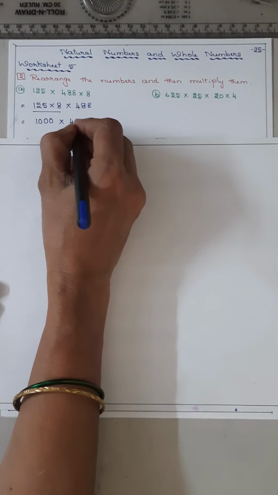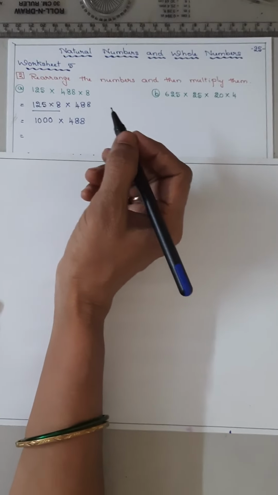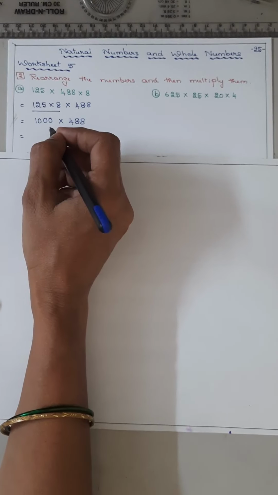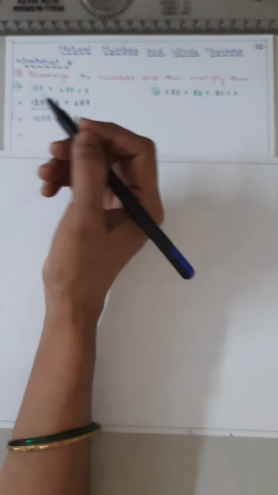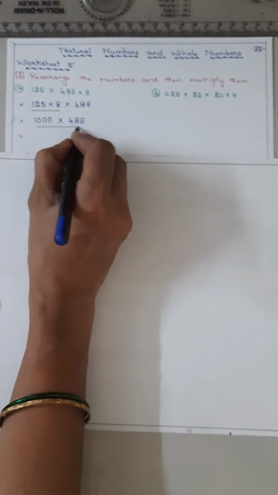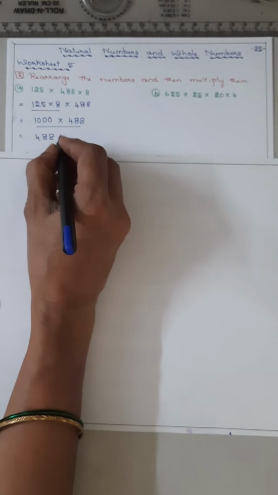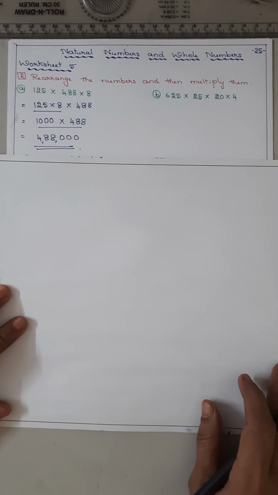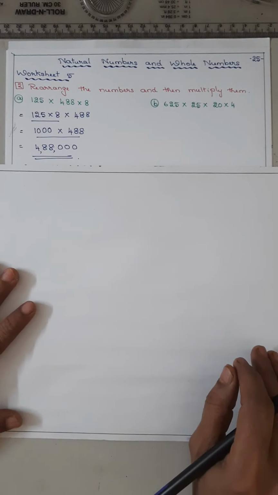Into 488. So this you have to keep in mind. 125 8s are 1000. 25 4s are 100. 125 8s are 1000. Now multiply. It is 488 as it is and 3 zeros. Understood? So this is the way. Rearrange and multiply. So it will be easy to solve.